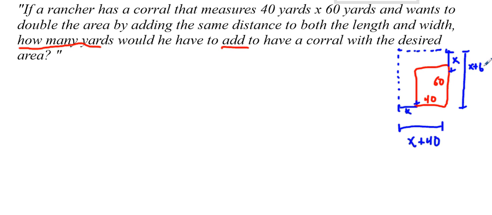There we go, fit them right here in the corner. Okay, so the dimensions of our new corral that will have the double area will be x plus 40 and x plus 60. Now we need to figure out what this x is going to be.